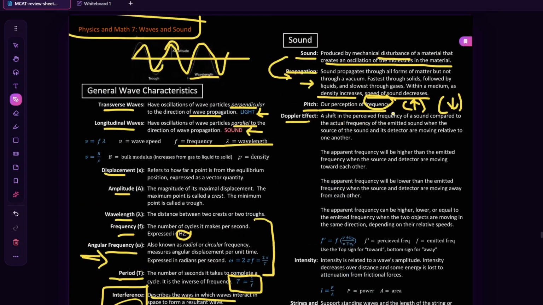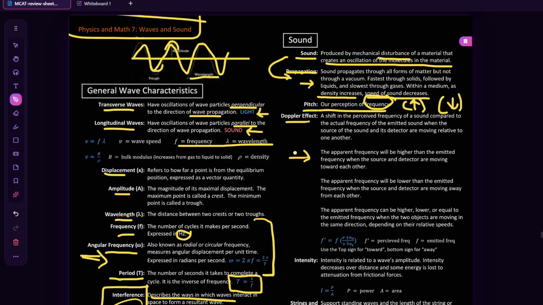The Doppler effect is a shift in the perceived frequency of a sound compared to the actual frequency of the emitted sound when the source of the sound and its detector are moving relative to one another. So basically, you can think of the Doppler effect as when the source and detector are moving toward each other, right? The detector is the person who's listening, or the listener. When the source and the listener are moving toward each other, the perceived frequency is higher than what's actually being emitted. Sound waves are essentially getting bunched up and compressed as the source rushes towards you, so more wave crests reach your ear each second than normal.